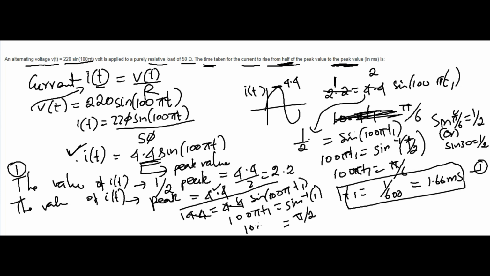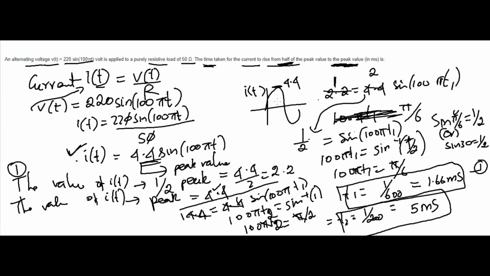So 100 pi t2 is equal to pi by 2. Previously this one was t1, this is t2. The pi cancels, so t2 is equal to 1 divided by 200, which you can mention as 5 ms. So t2 is equal to 5 ms.